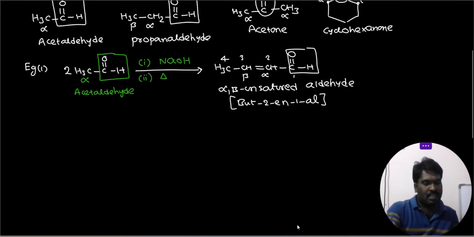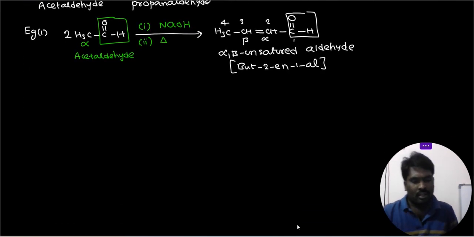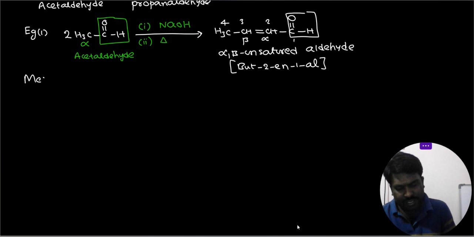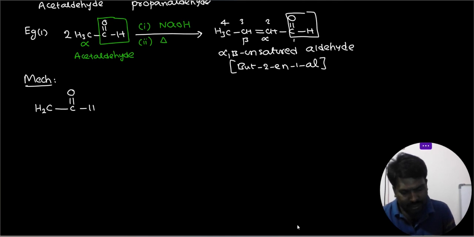Now the mechanism. How can you write the mechanism? Yes, now I am explaining the mechanism. So first, the base can abstract an alpha hydrogen. Clear? So OH minus, that is the base. It can abstract the alpha hydrogen.